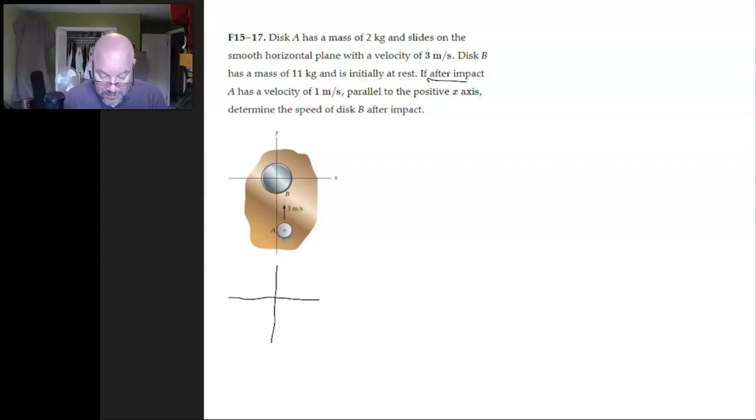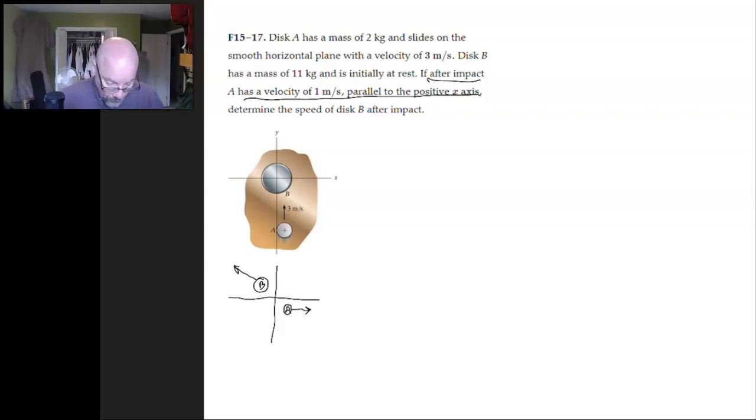Okay, after the impact, A's got a velocity of 1 parallel to the positive x-axis. So that means that A is heading here, something like this. Okay, now B then has to be moving somewhat to the left, since A is moving to the right now. And since A is not moving up at all, B's got to be moving upwards somewhat, okay? So that means B is going to be something like this. Now, we don't know that angle or anything yet.